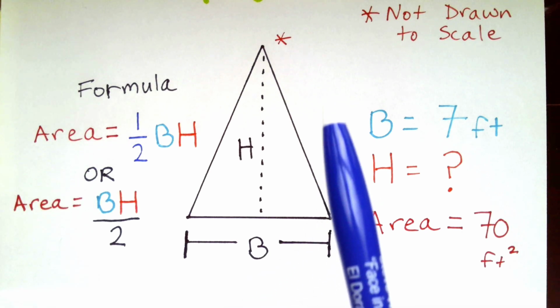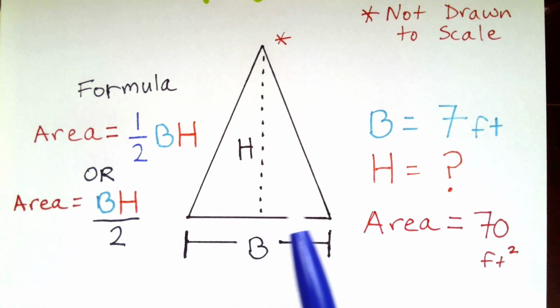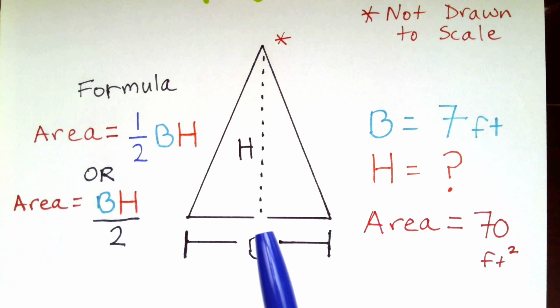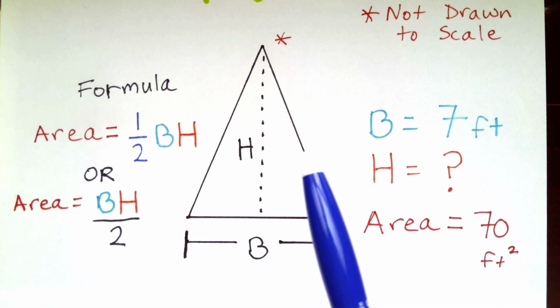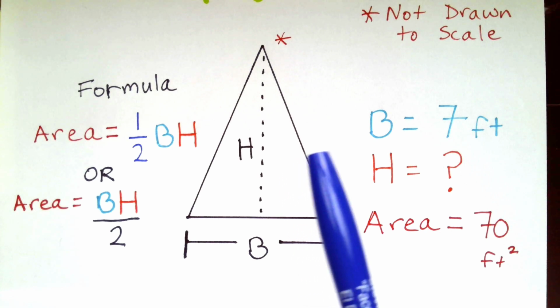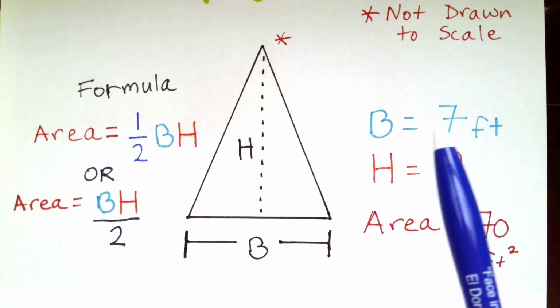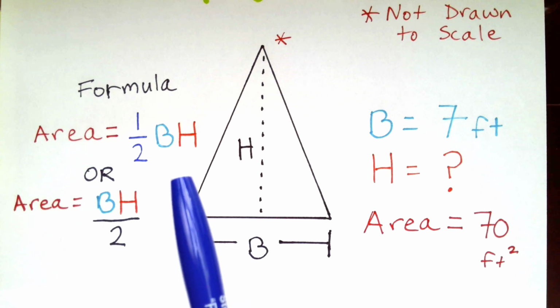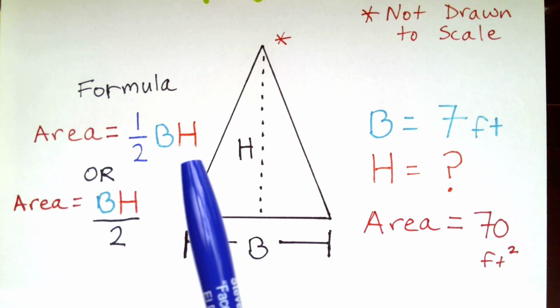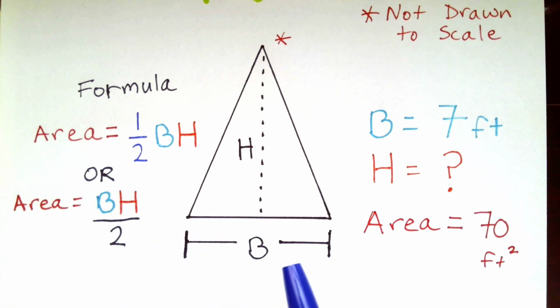So here is our triangle. Again, this is the base, and here is the height. In the word problem, the test question, they give us the value of the base, which is 7 feet. So I can substitute 7 where you see the B. And later on in the formula, I'll also be substituting a 7 for the B in the formula.